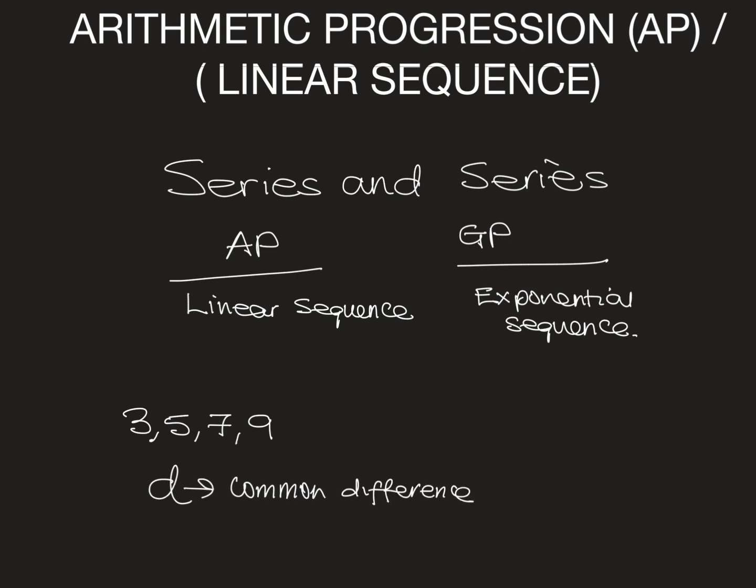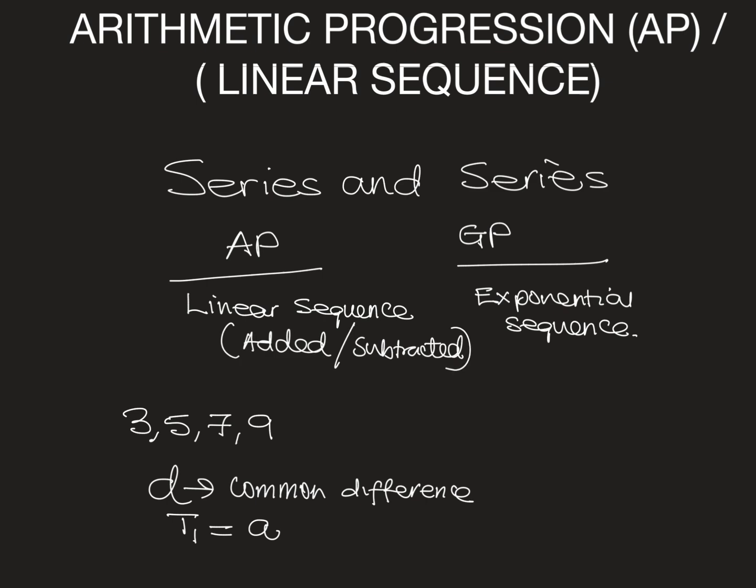And the first number that appears in the sequence is called the first term, T1, or simply A. Okay? What you have to understand is that this kind of sequence, where a constant value is added or subtracted, is called arithmetic progression.